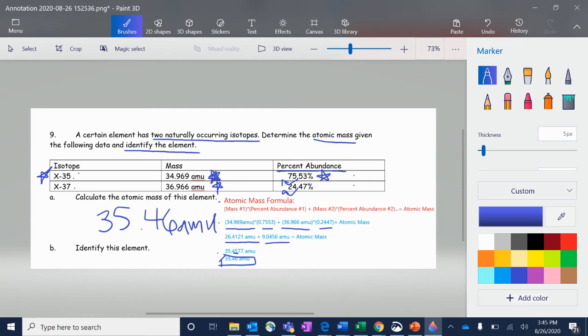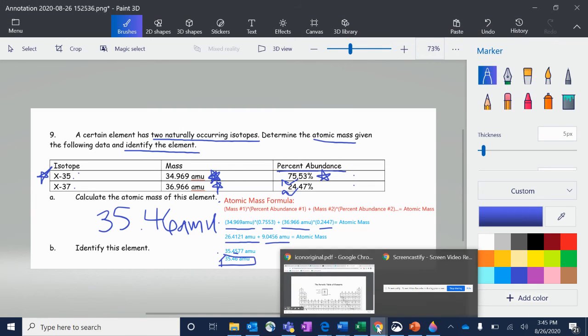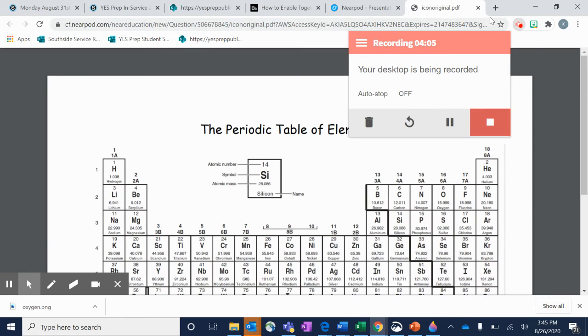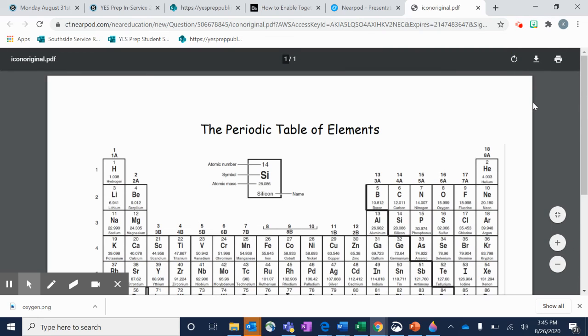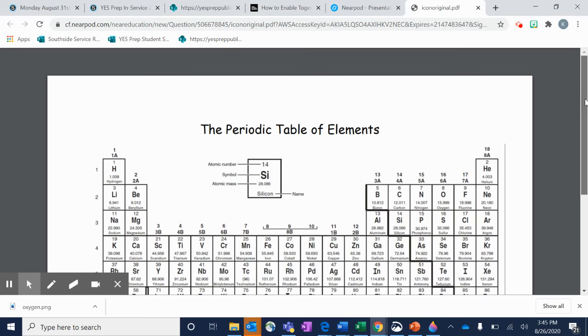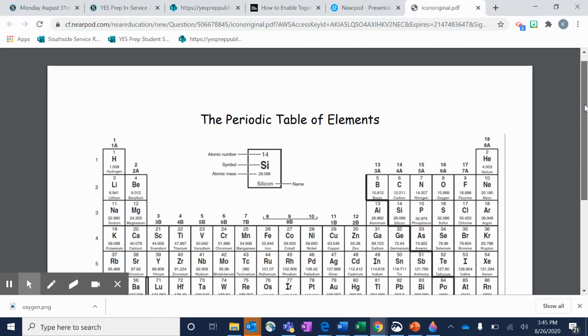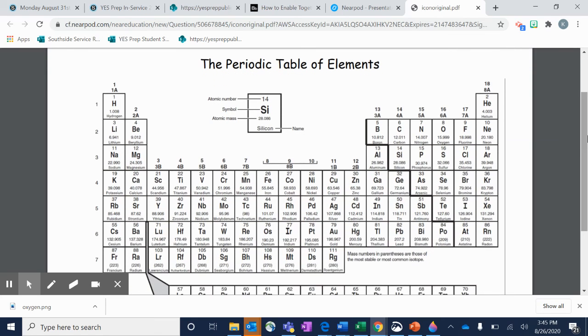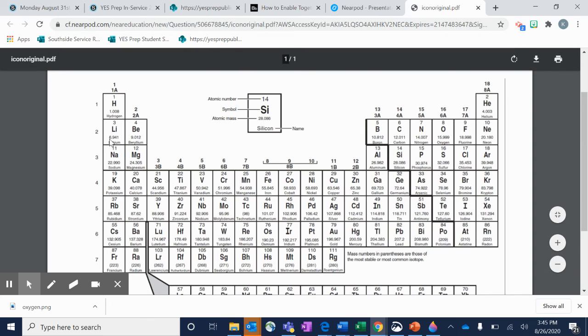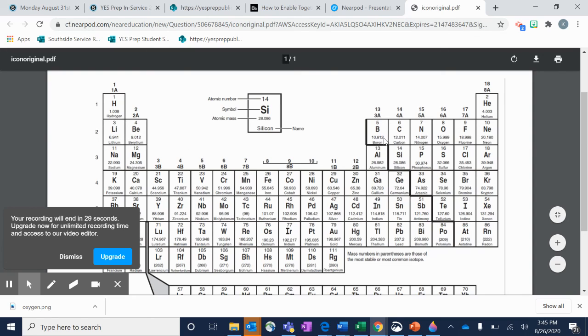AMU. Now, to identify the element, we need one more tool, and that's our periodic table. Normally, we would be looking for the atomic number, but in this case, we found the exact calculation for our atomic mass. So we're going to use that instead to figure out what our mystery element X is. So let's start looking for an atomic mass of 35.45. Here we have approximately 7, 9, 10, 12. Keep looking.